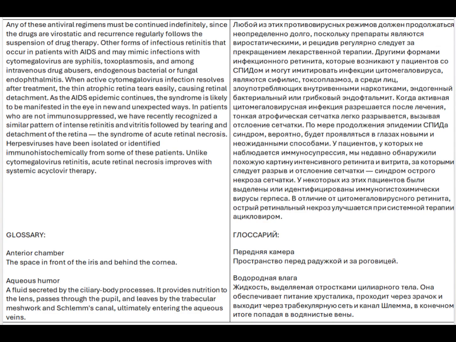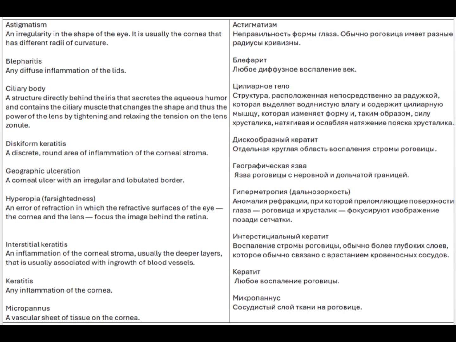Glossary. Anterior chamber. The space in front of the iris and behind the cornea. Aqueous humor. A fluid secreted by the ciliary body processes. It provides nutrition to the lens, passes through the pupil, and leaves by the trabecular meshwork and Schlemm's canal, ultimately entering the aqueous veins. Astigmatism. An irregularity in the shape of the eye.